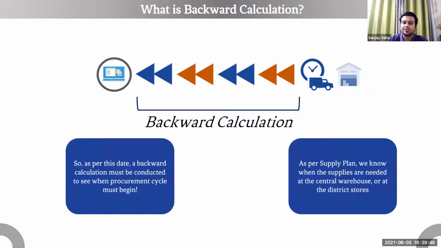Which means that if we don't begin the procurement cycle at a specific date, then whatever supply plans we created are going to fail. There will be delays, and that organization will not be able to provide those commodities in time to those district facilities or hospitals or health centers as they had indicated in their supply plans. So that's why it's important to use procurement plans, so that you are ahead.